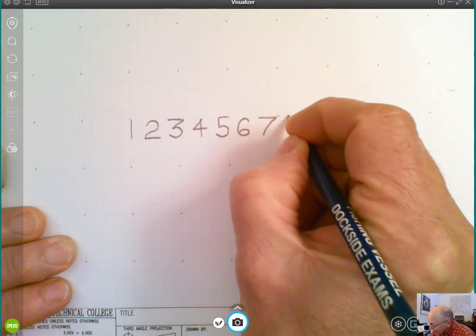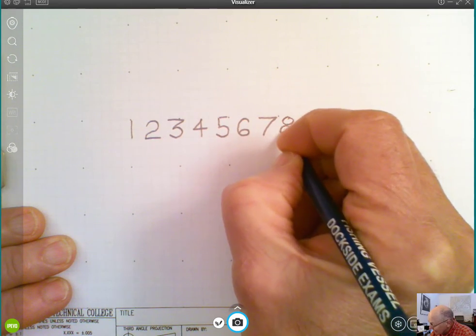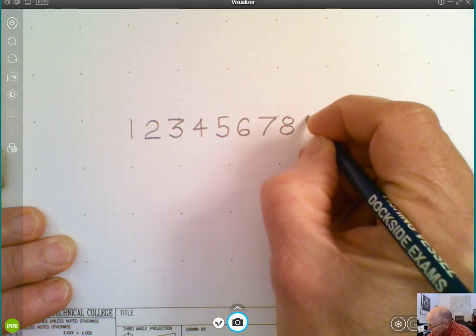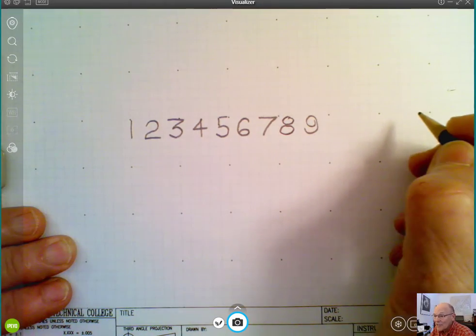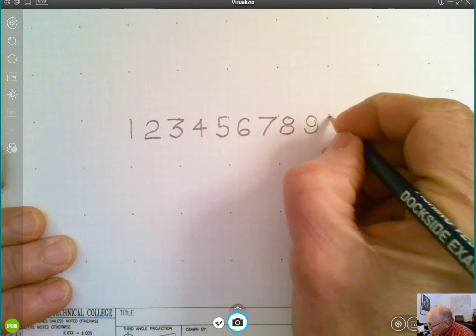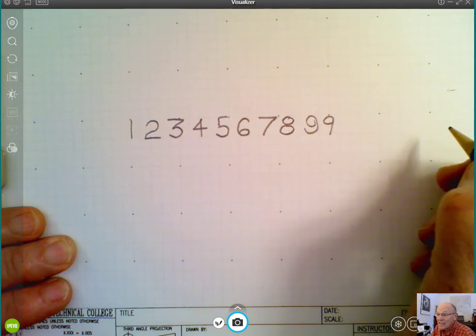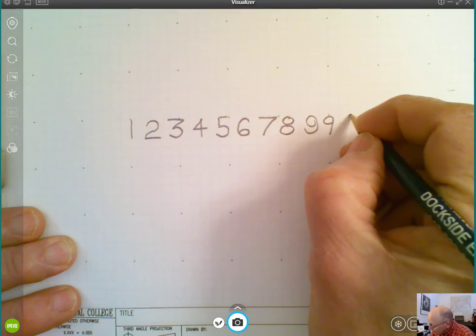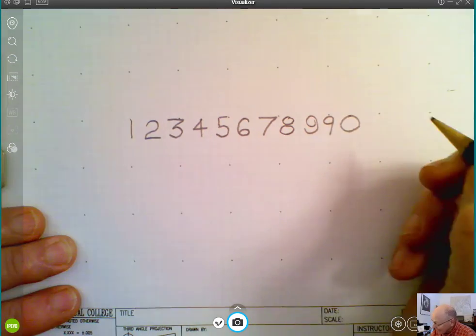An eight is not an infinity sign, it's a snowman. Two circles like that. The number nine is supposed to look like that as a traditional drafting nine. I'm perfectly willing to have you do this because it's easier to do, and as long as you do it clearly, I understand what you're doing. The zero looks like that.